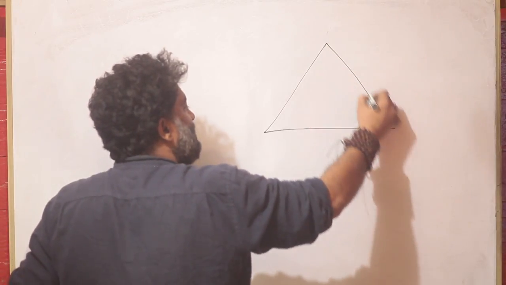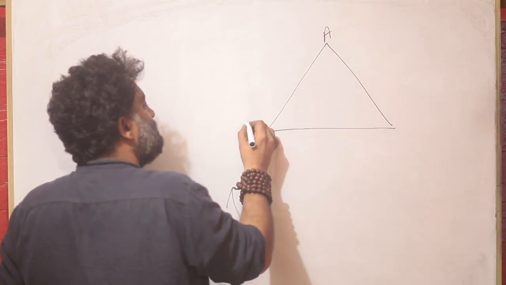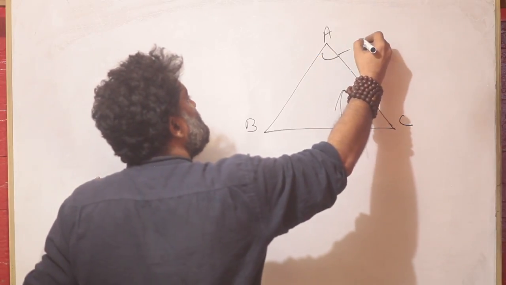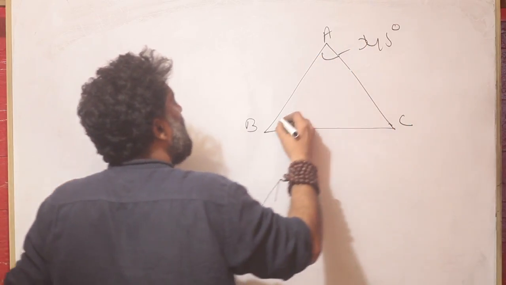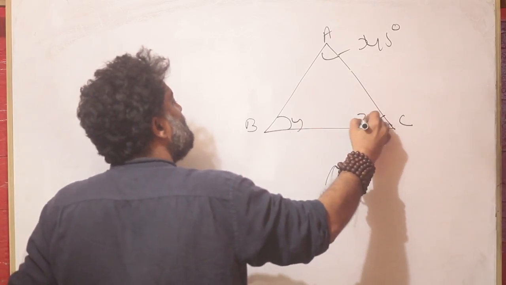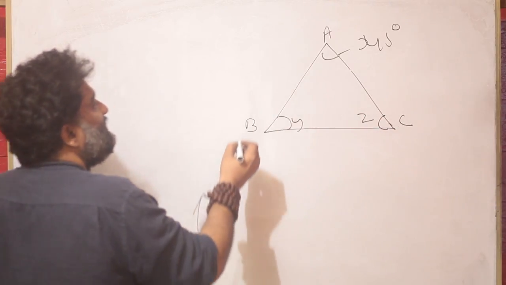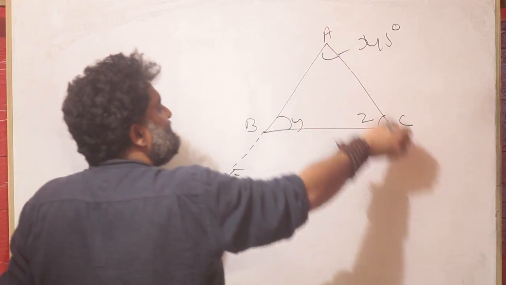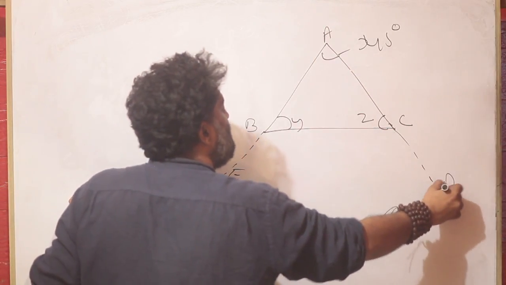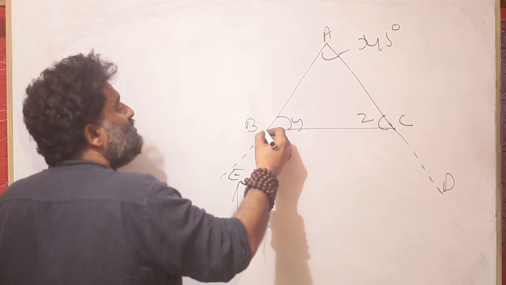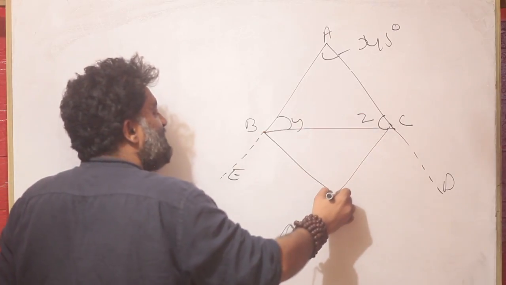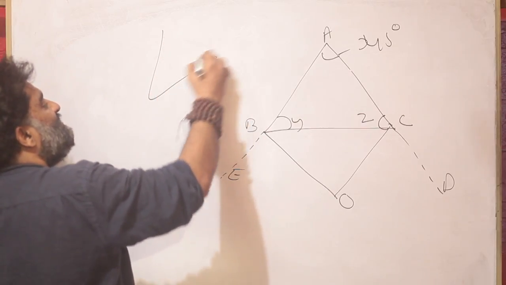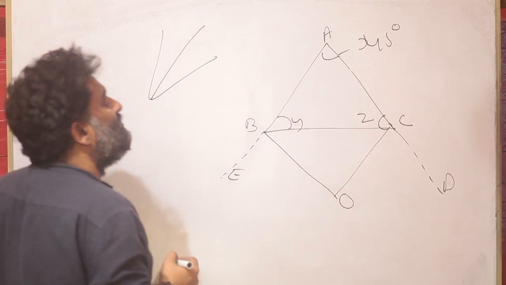There is a triangle ABC, and this is given as 45 degrees, and this is Y and this is Z. You don't know the values. Then it says the side AB was extended up to point E, and side AC was extended, and let's call it point D. And then two angle bisectors were taken, BO and CO. What is an angle bisector? It divides an angle into two equal parts.